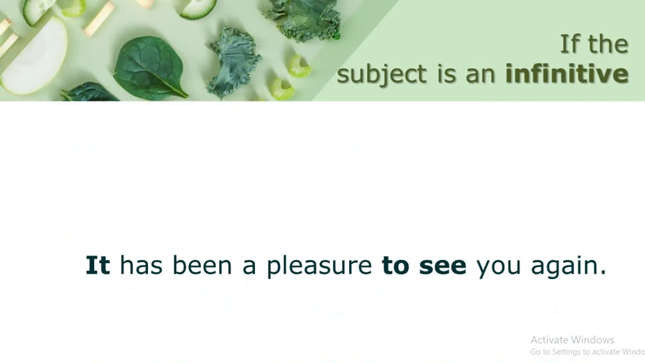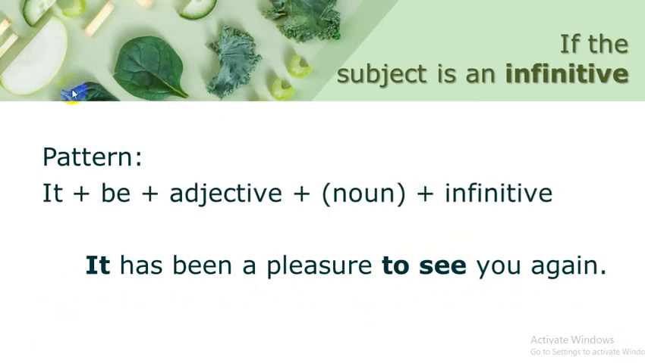Another example: it has been a pleasure to see you again. It here is the preparatory and to see here is the infinitive. So we can see the pattern: it, to be, adjective, or noun if it has a noun, plus infinitive.